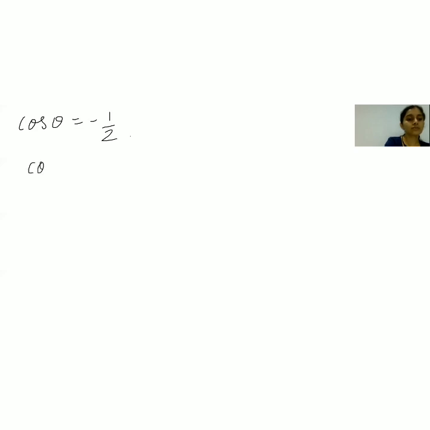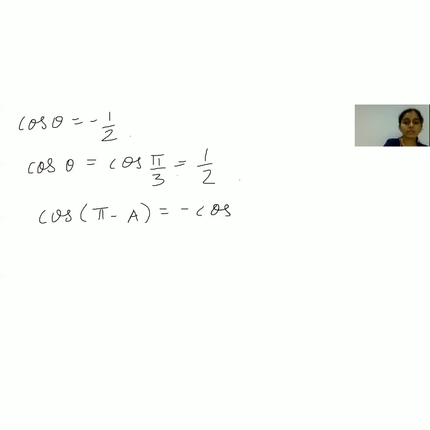So cos of 60 will be half. So cos of theta equal to cos of pi by 3, okay, which is half. Right? But now I want minus half. So how will I get minus half? Identity used is cos of pi minus a is equal to minus cos a. Instead of a, we will put pi by 3. So cos of pi minus pi by 3 is equal to minus cos pi by 3. What will be minus cos pi by 3? Minus half. So that is what I want.